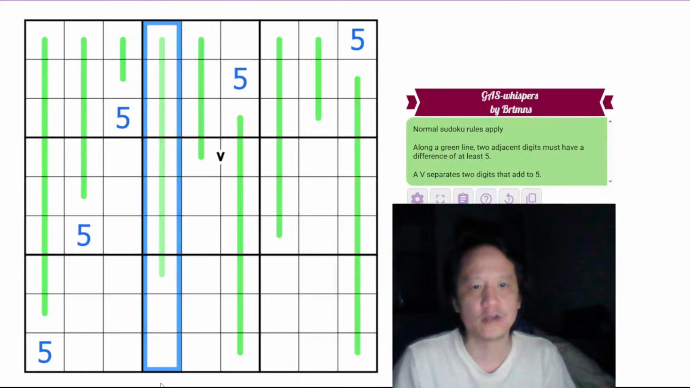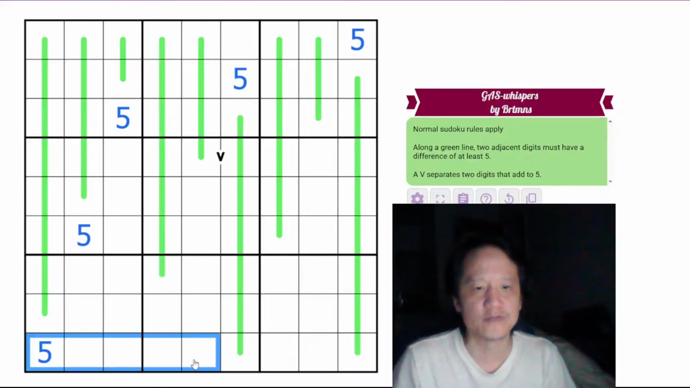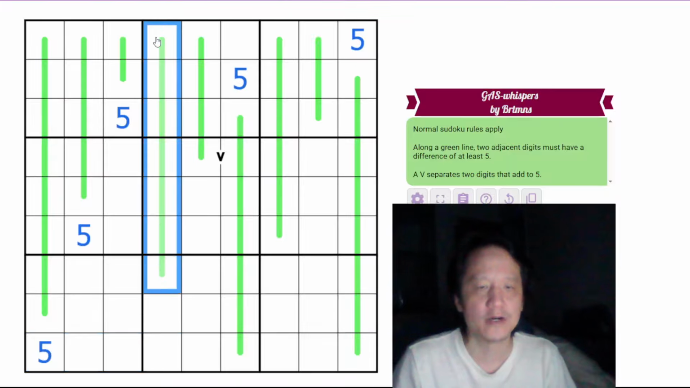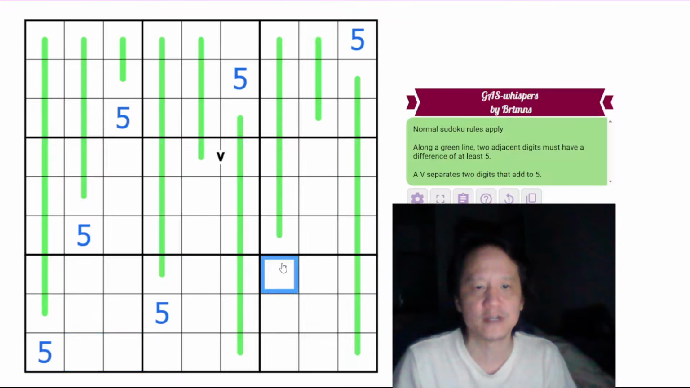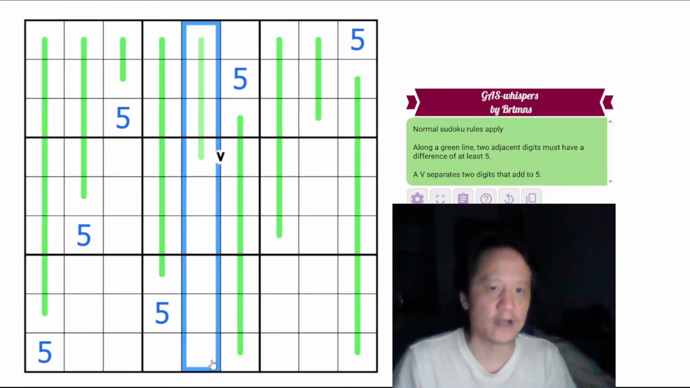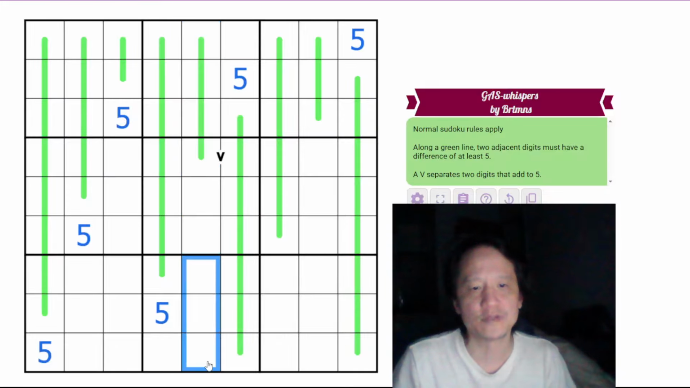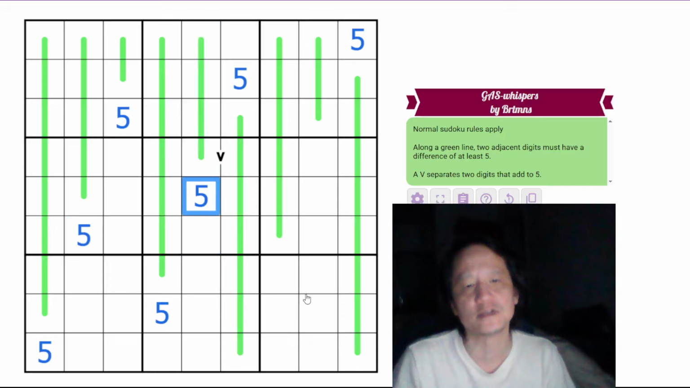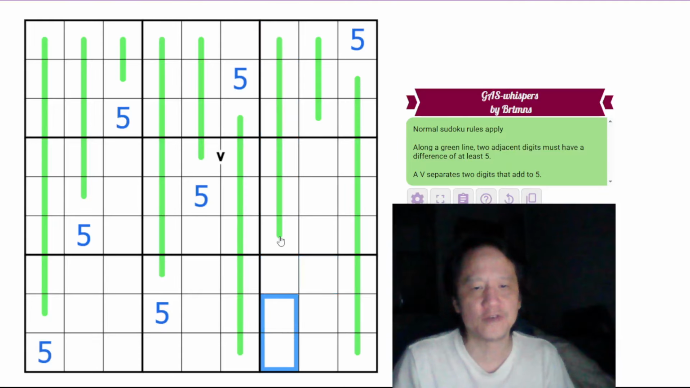Where's the 5 in column 4? It can't be here because there's a 5 in the row, and it can't be on the whisper 5 line, so 5 is there. Where is the 5 in column 5? It can't be here because there's a 5 in the box, can't be here because there's a 5 in the row, and the rest is whisper 5 lines, so this has to be 5. And then in column 7, where's the 5? It can't be on the whisper 5 lines. These are 5s in the row, so this must be 5 here. Same logic here, so this has to be 5.